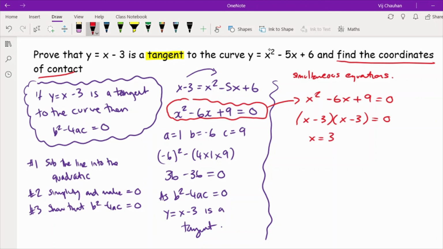And then what we need to do is find the respective y ordinate. So when x equals 3, y equals x minus 3, so we've got y equals 0. So the coordinate of the tangent is going to equal 3, 0. And there you go. And there's just an example of some common questions that are linked to the discriminant.